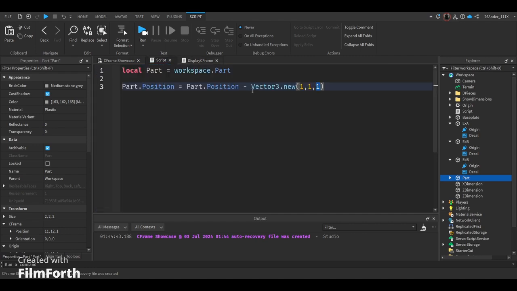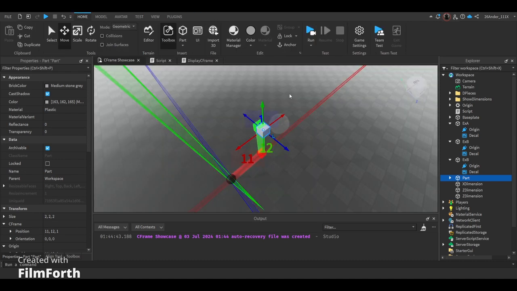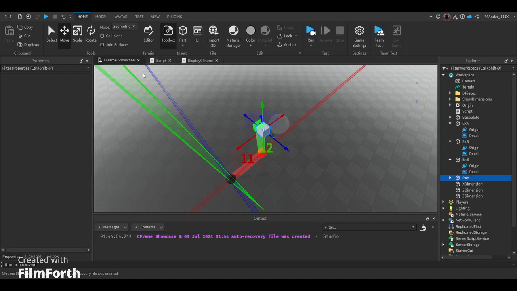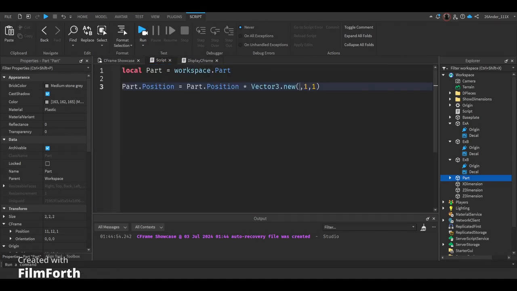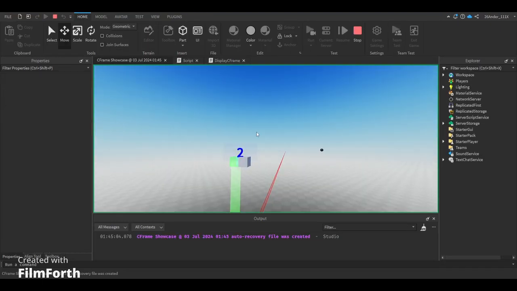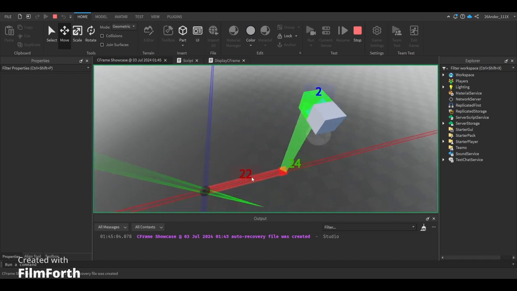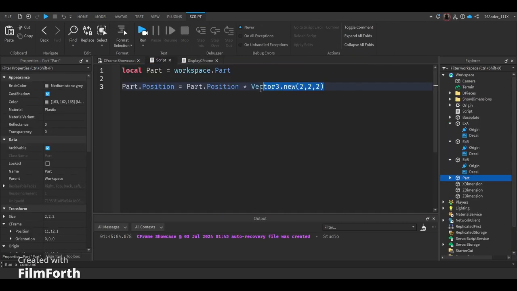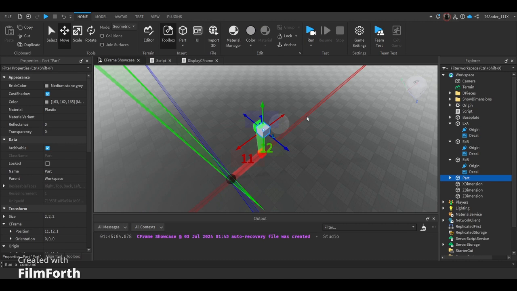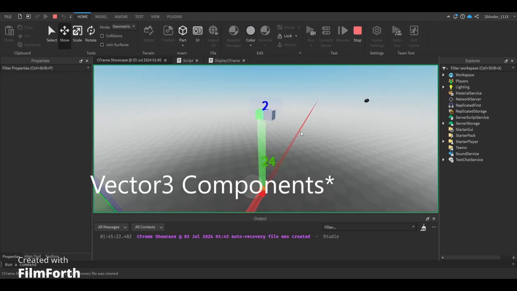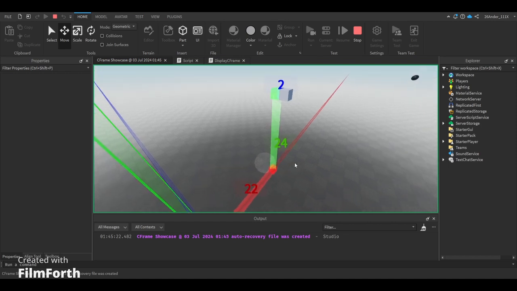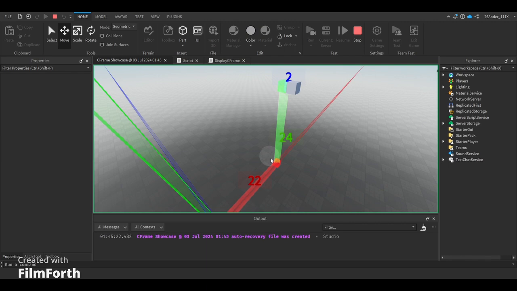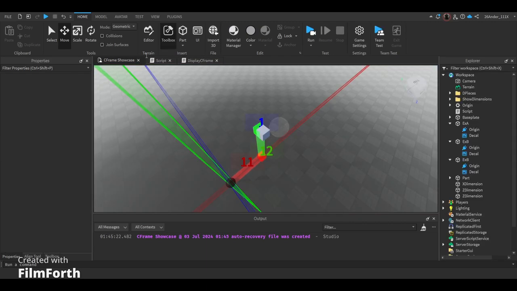You can also multiply it, and just like subtracting, it does the same thing. Since multiplying by 1 gives itself, it won't actually do anything, as you can see. But if I multiply each component by 2, it multiplies each part by 2, as 11 times 2 is 22, 12 times 2 is 24, and 1 times 2 is 2. And if you just want to multiply each component by the same number, you don't even need the Vector3. Multiplying a Vector3 with the number itself will multiply all these parts by that number. 2 times 11 is 22, 2 times 12 is 24, and 1 times 2 is 2. You can also divide it too.